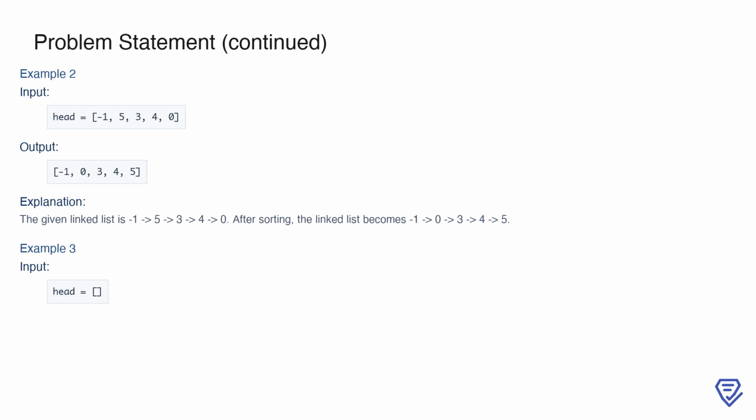In the third example, the input is simply an empty list. Since there's nothing to sort, the output is also an empty list. This edge case highlights that the solution must correctly handle scenarios where the list has no elements.